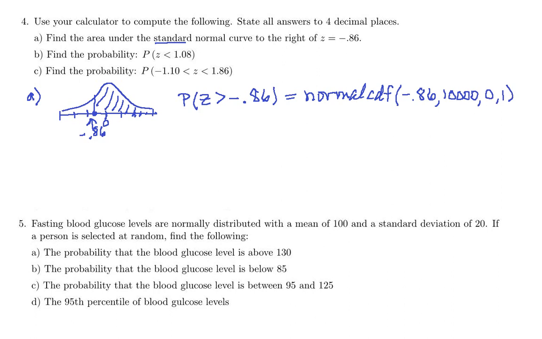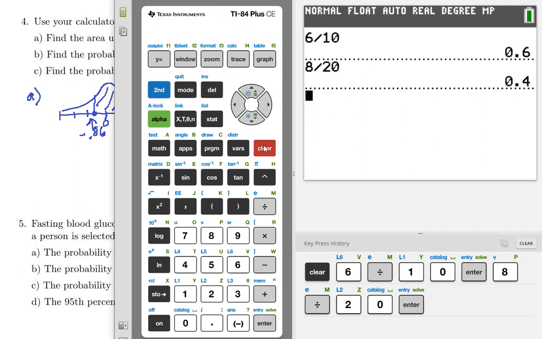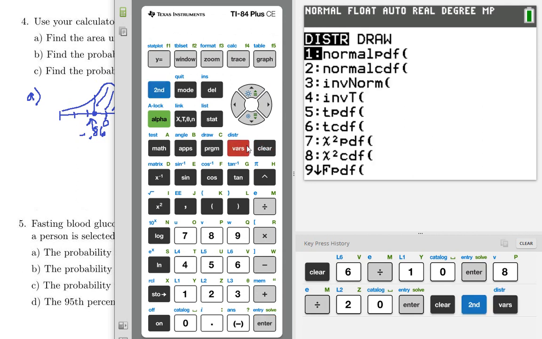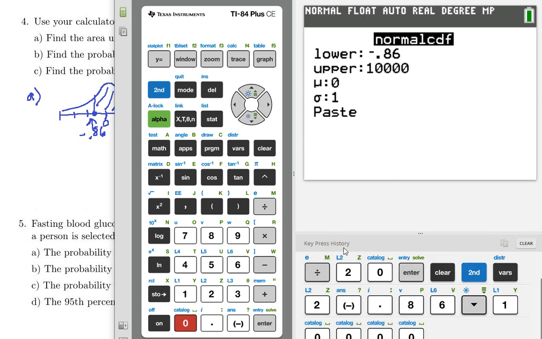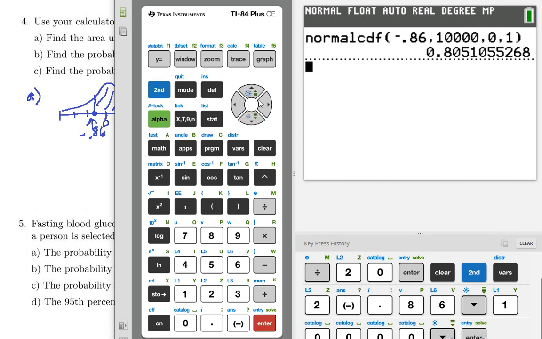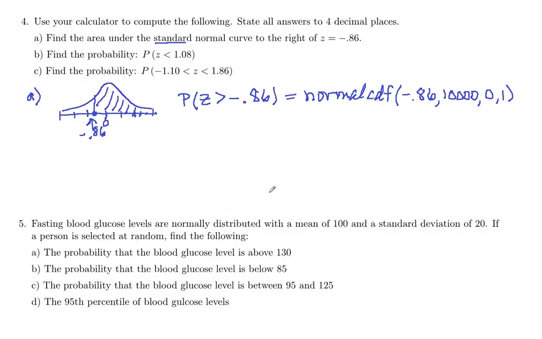Let's go ahead and put that in the calculator. We want to go to the distribution menu, second variables, normal CDF number 2, lower bound negative 0.86, upper bound 10,000, and then mean and standard deviation 0 and 1 because it's z-scores. Paste it: 0.8051. So 80.51% of the area is to the right of negative 0.86.